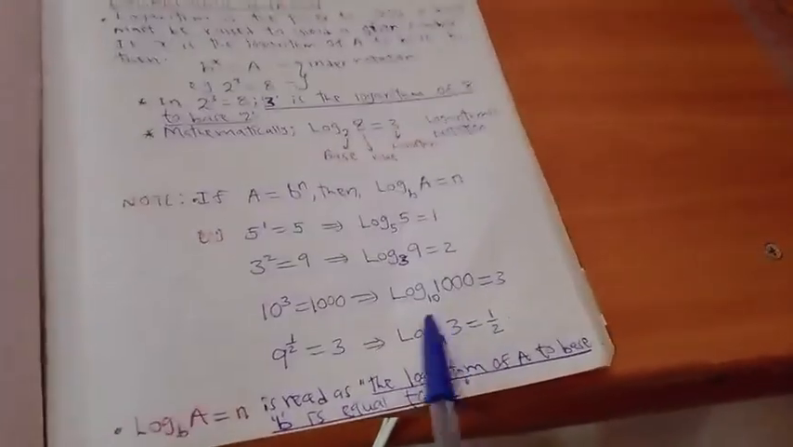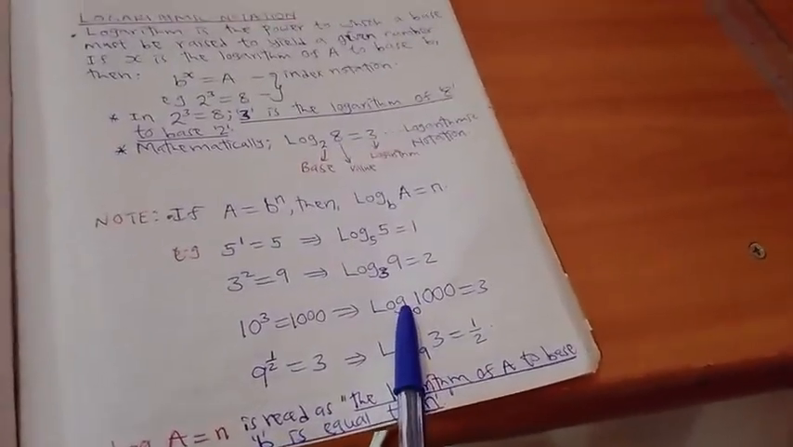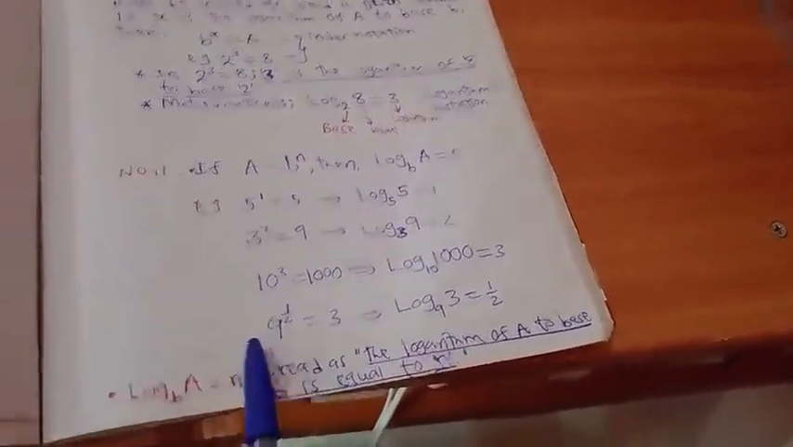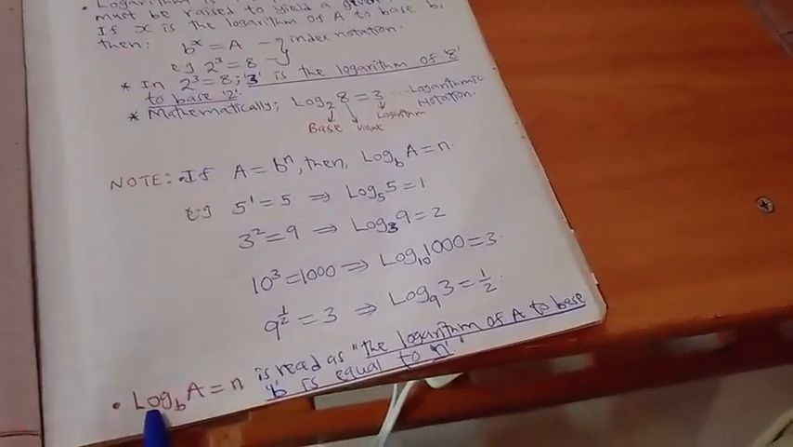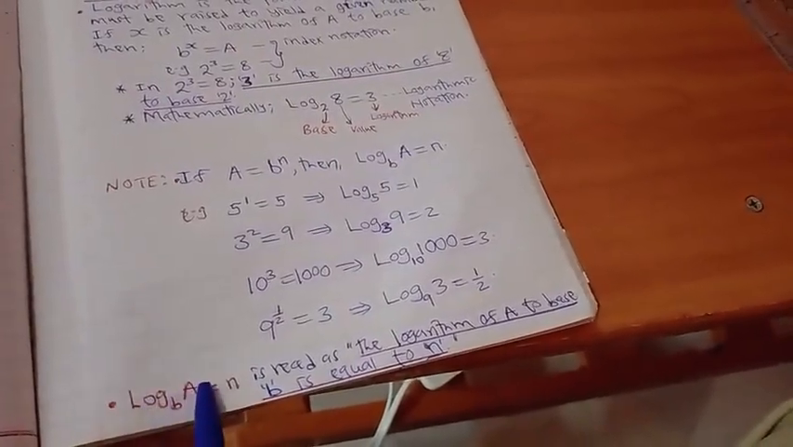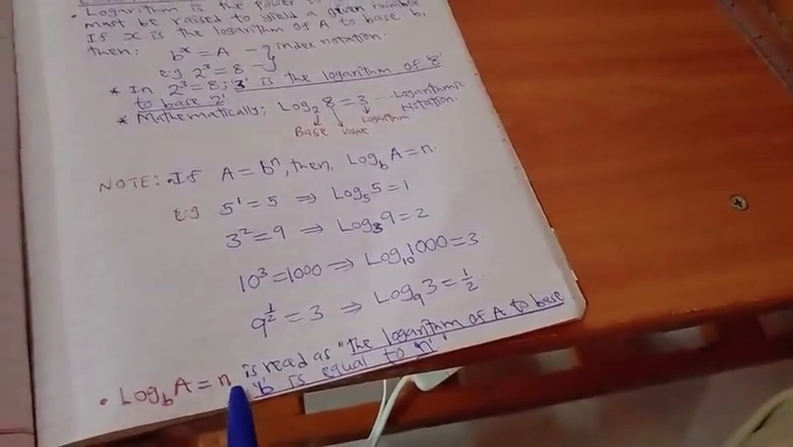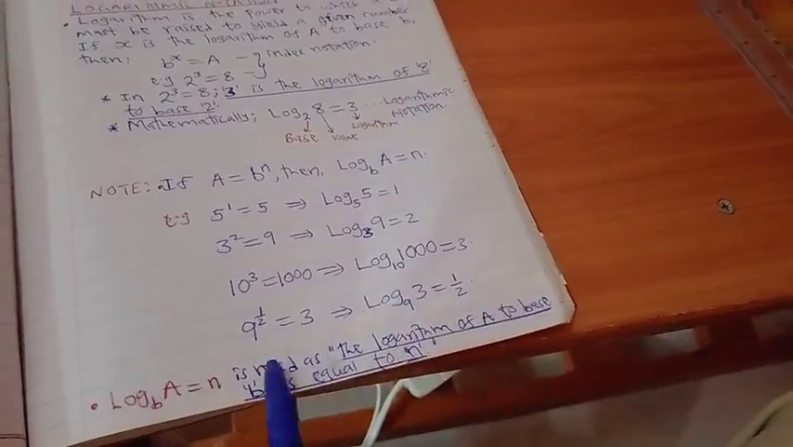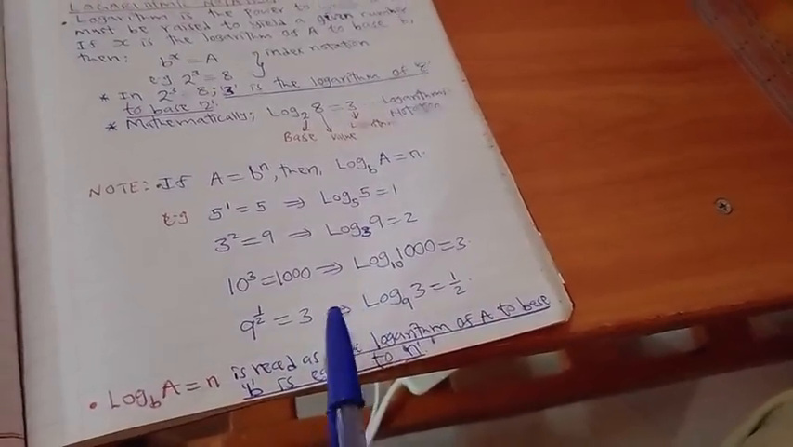In some cases, the bases are not indicated. If the base is not indicated, automatically the base is 10. Logarithm of a base b equals n is read as logarithm of a to base b is equal to n.